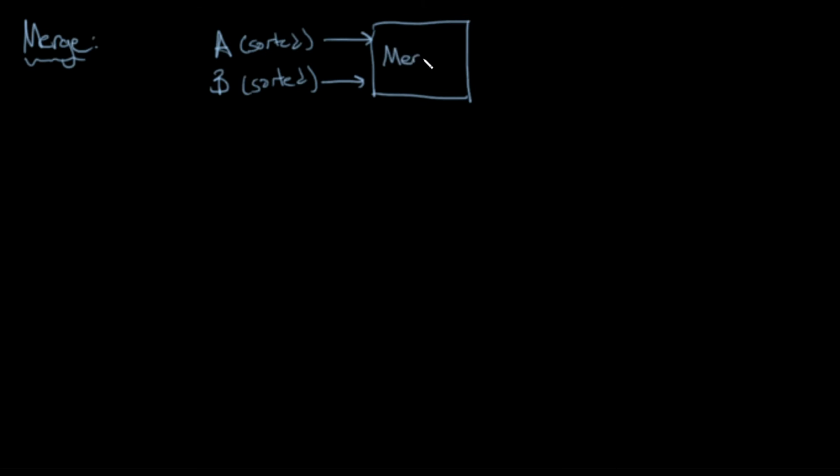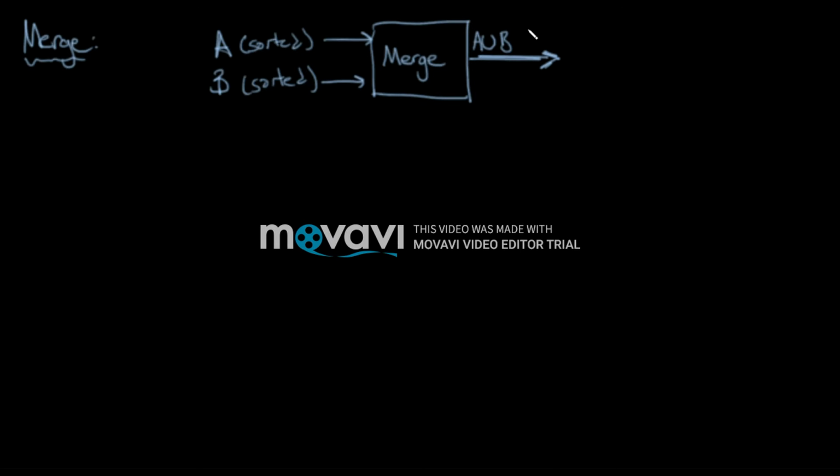What we covered in the last few videos was the merge operation. Let's say we had an array A and an array B, both of which are sorted, and we ran them through this merge method. I'm just going to black box it here. Then what we get out as the output is A union B sorted.